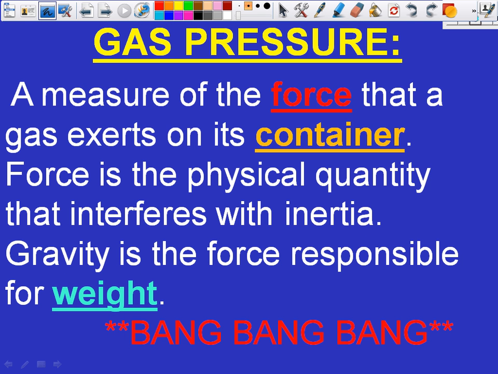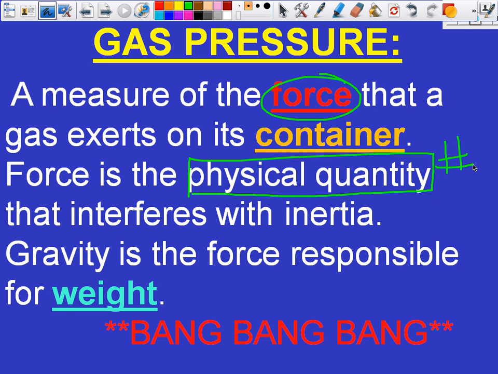Now, where does the gas pressure actually come from? Well, this is the basic definition: a measure of the force that a gas exerts on the container. Think about that. The way we get pressure is because of force. Well, where does the force come from? Let's read the next statement. Force is the physical quantity. When it says a physical quantity, that means we can put a number to it. We can measure it. That interferes with inertia.